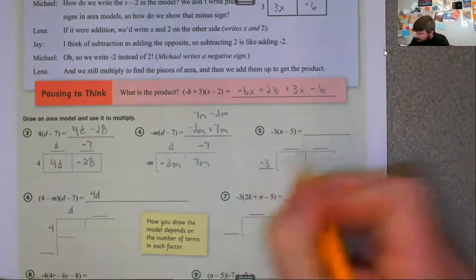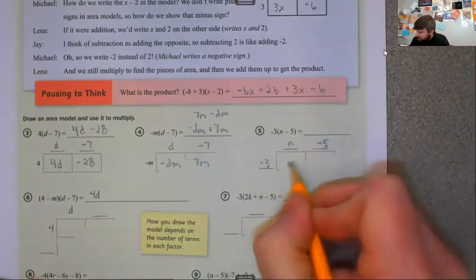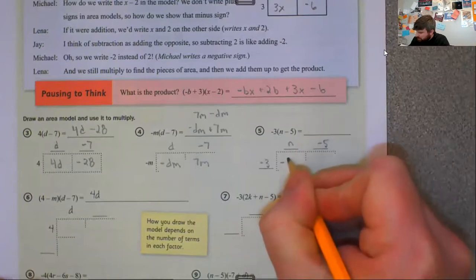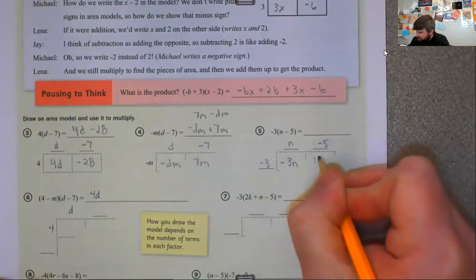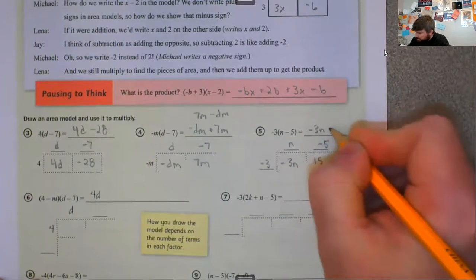Here we have -3n minus 5. So here we've got negative 3n, and negative 3 times negative 5 is 15. What is negative 3n plus 15?